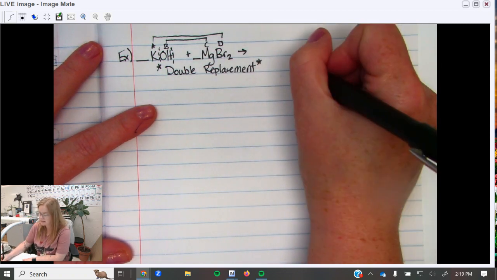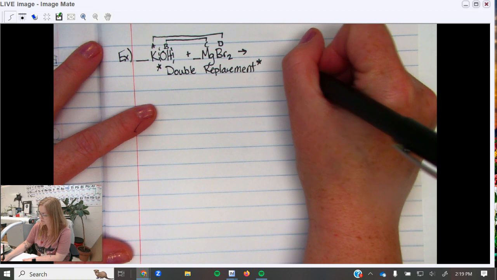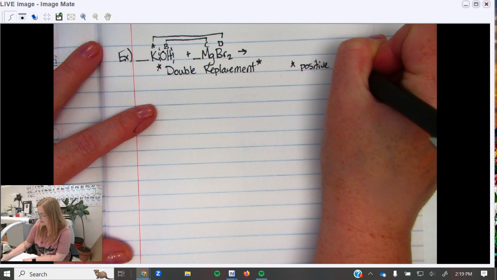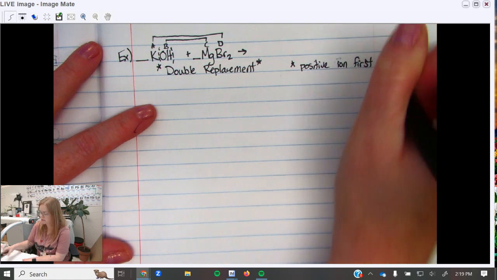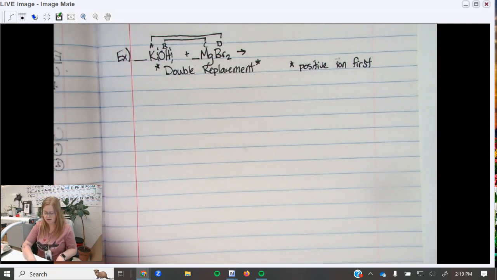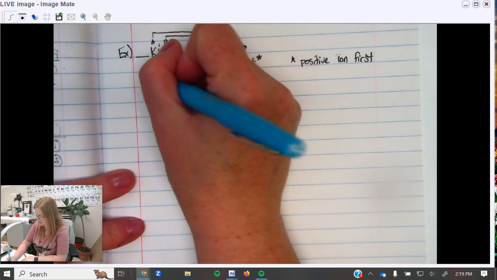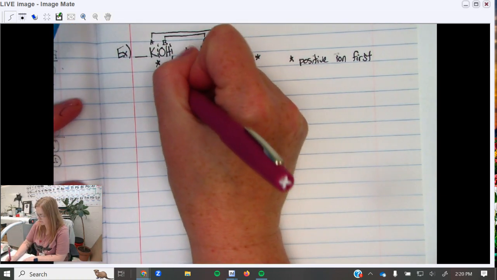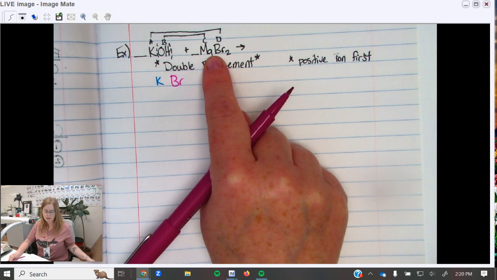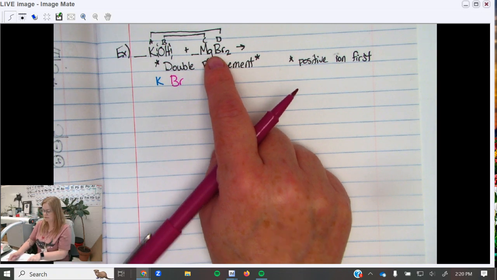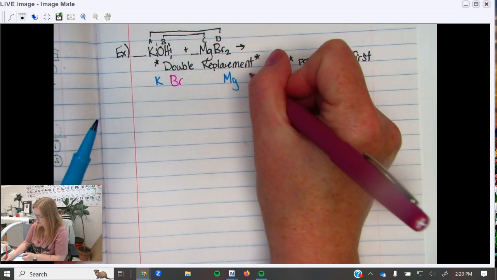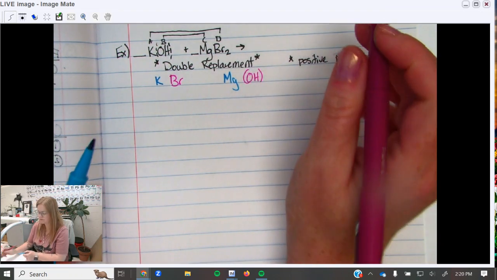And when you make these combinations of your new compounds, you always put the positive ion first. Okay, so I'm trying to pair up K and Br. So I have K and I have Br. And then over here I have OH and Mg, and we just saw on the polyatomic ion list that OH is negative. So Mg goes first. And then OH. And I'm going to find all of their charges.